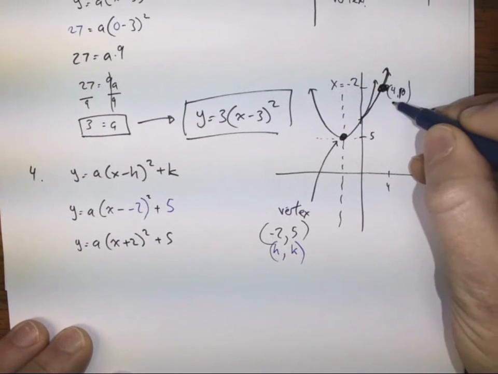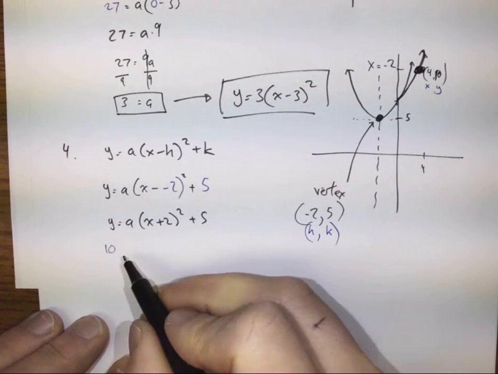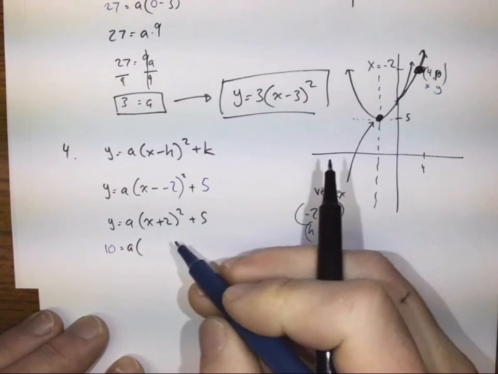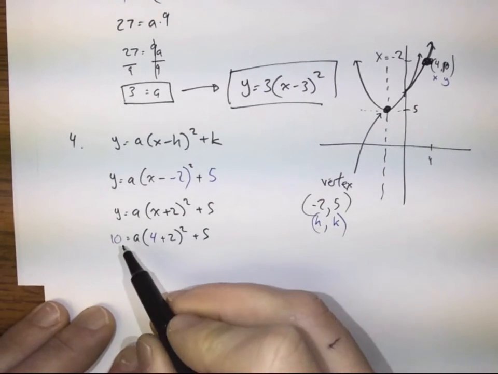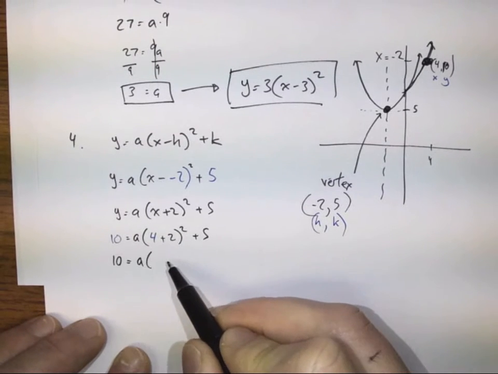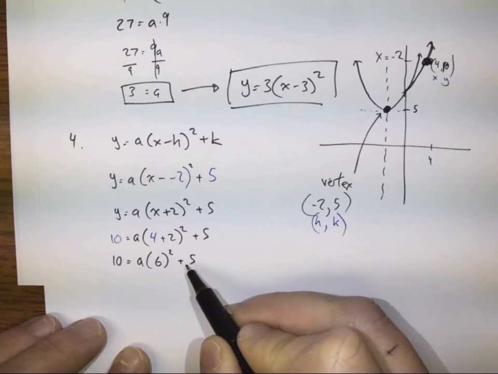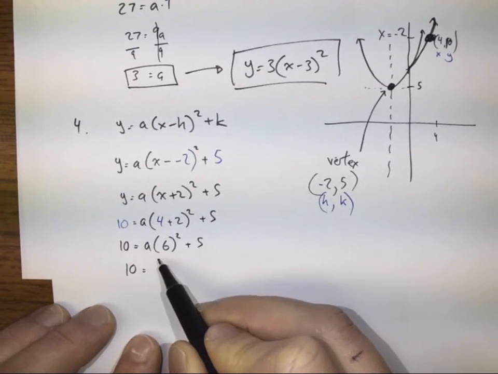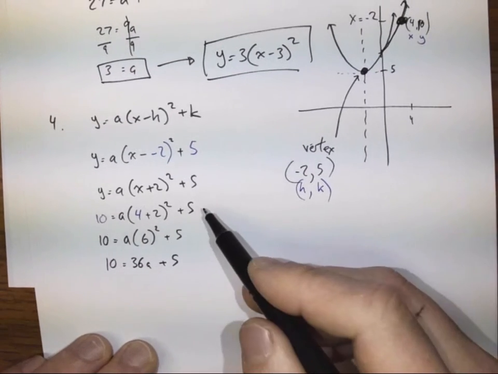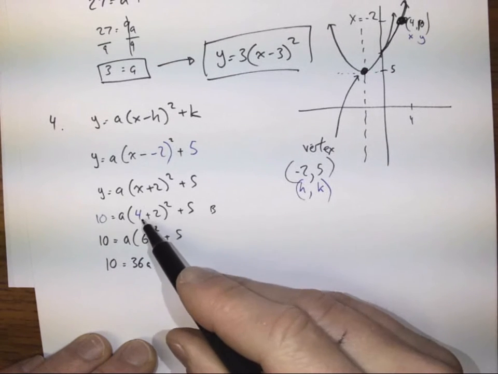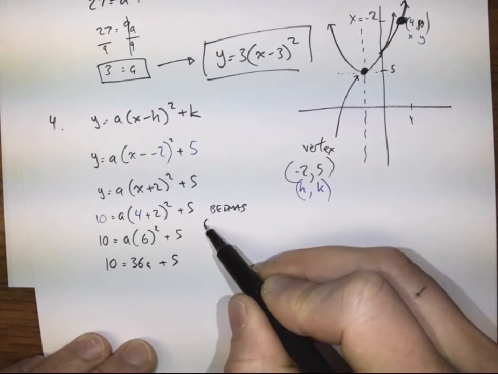And we know one other thing. We know it passes through the point (-4, 10), which is an x and a y. So I'm going to replace my y with 10, leaving me with one variable because my x is going to become -4 plus 2 squared plus 5. And then we get 10 is equal to a times, and -4 plus 2 is -2 squared, plus 5. So I get 10 is equal to 4a plus 5. Again, I use BEDMAS to simplify: what's in the brackets, then the exponents. That's for simplifying.